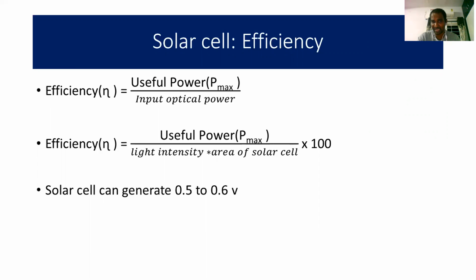Usually a solar cell can generate a voltage between 0.5 and 0.6 volts.